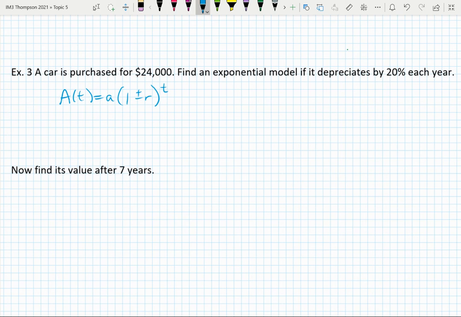When it says find an exponential model, that just means find an equation. If it says the word depreciates, right, that clues me in that it's a decay. And I've got a percentage, but I need to turn that into a rate. So here, I don't want to plug in 1 minus 20. I need to change the 20% into a rate. So I move my decimal place over twice, and I get 0.2 for the rate.